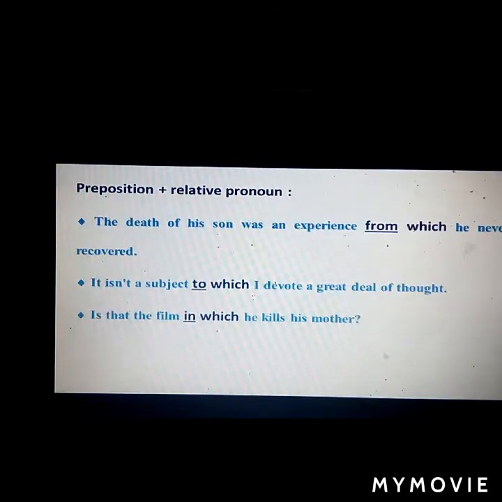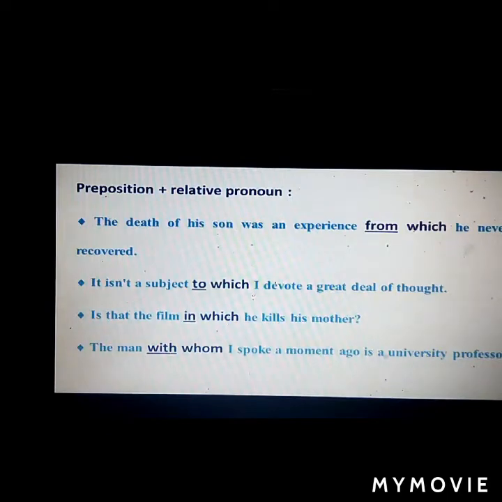Is that the film in which he kills his mother. يبقى in which برضو عشان بيتم داخل الفيلم. The man with whom I spoke a moment ago is a university professor. Speak with عشان كده قلنا with whom. Okay.